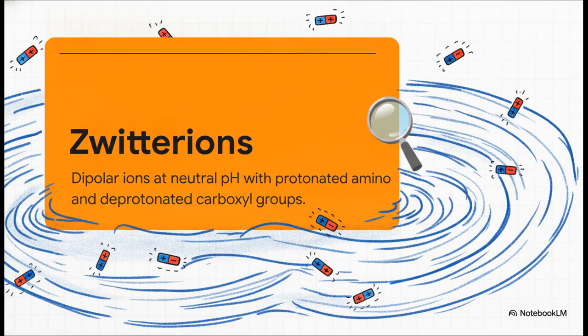Another really cool physical property is how they behave in water. At a neutral pH, these building blocks exist predominantly as zwitterions. What that means is they carry a positive charge on the amino group, which has gained a proton, and a negative charge on the carboxyl group, which has lost one, all at the exact same time. They're essentially tiny little dipolar magnets.